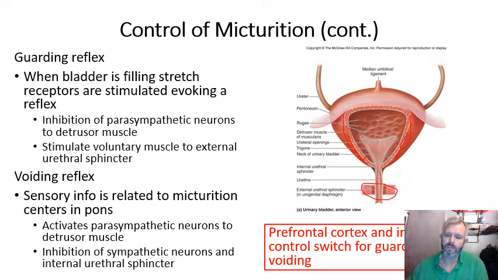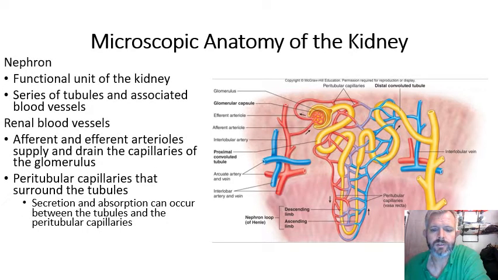Now we're going to look into the actual process in which we make the urine to go to the bladder. To understand urine formation, we have to look at the microscopic anatomy of the kidney. If you look into the kidney, you'll find a little bit over 1 million of what we call the nephron in each kidney. The nephron is the functional unit of the kidney, and it's basically a series of tubules.